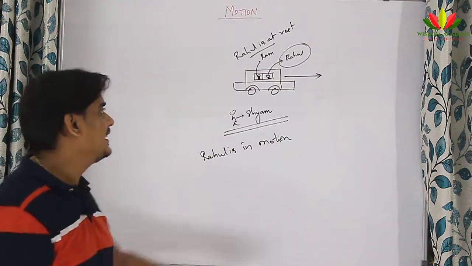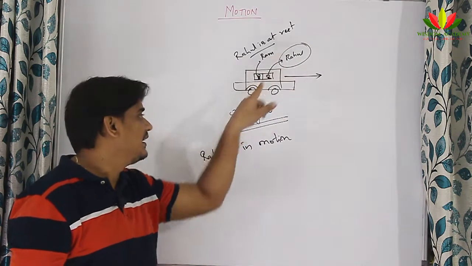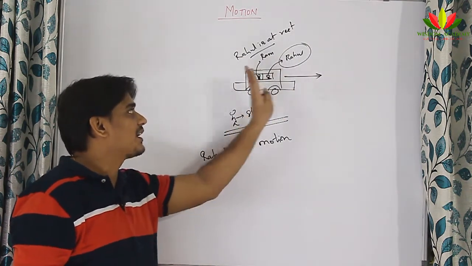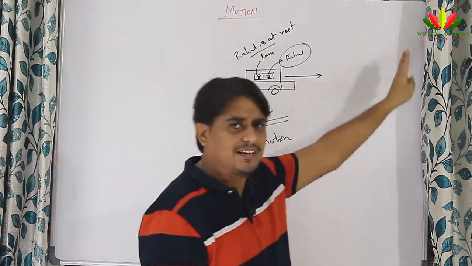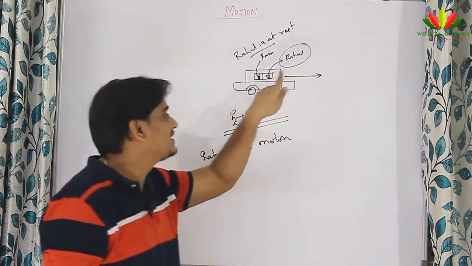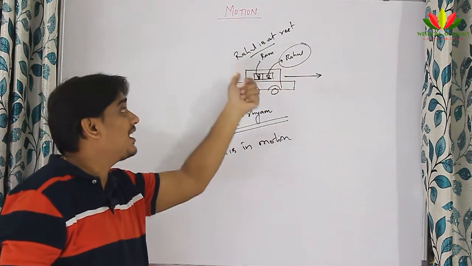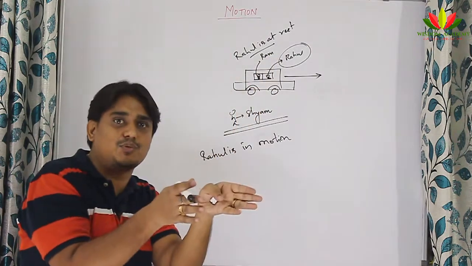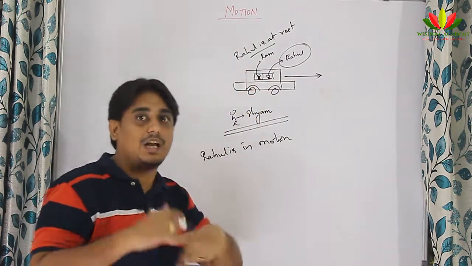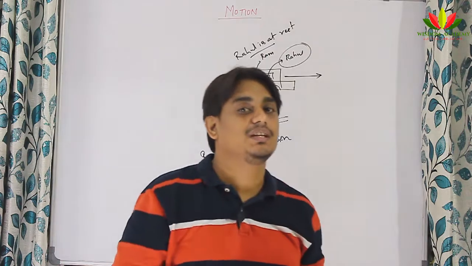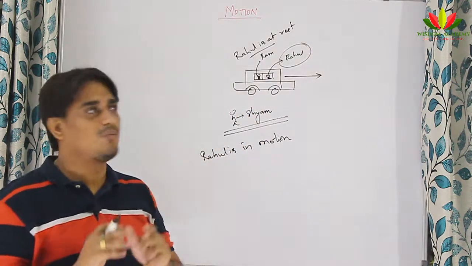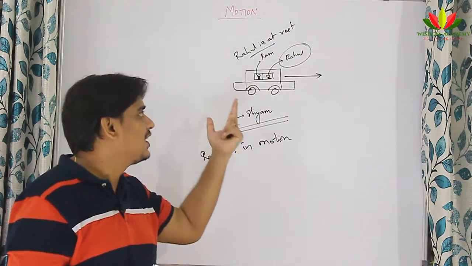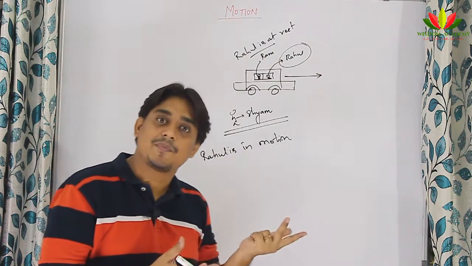I will repeat once again. If you take Rahul as an example, then with respect to Shyam, Rahul is changing its position with respect to time. So Rahul is in motion. But with respect to Ram, Rahul remains at the same position. So Rahul is at rest. Now here your concept about motion becomes a little complex. For someone the person is at rest, for someone the person is moving.